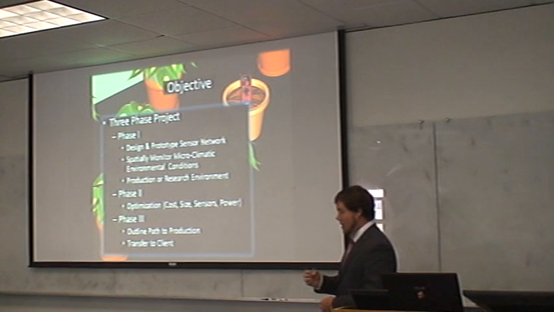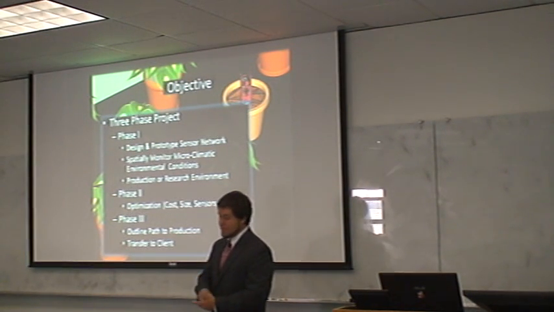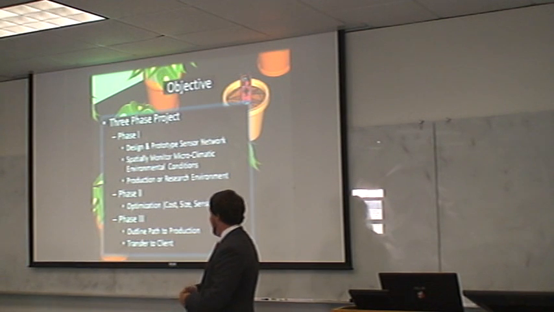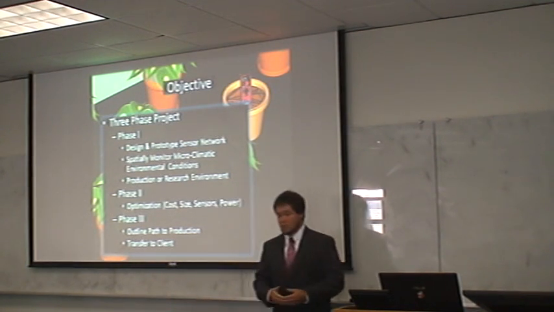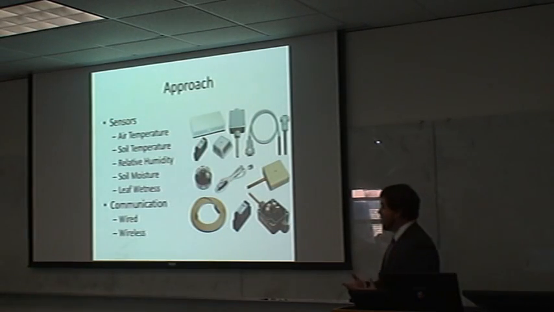So in phase 3, what we'll be doing is outlining a path to production. I'll be creating an outline that says, okay, if you were going to mass produce this, this is how you would go about doing it. And in the end, we'll transfer that to the client. So how are we going to go about doing this?